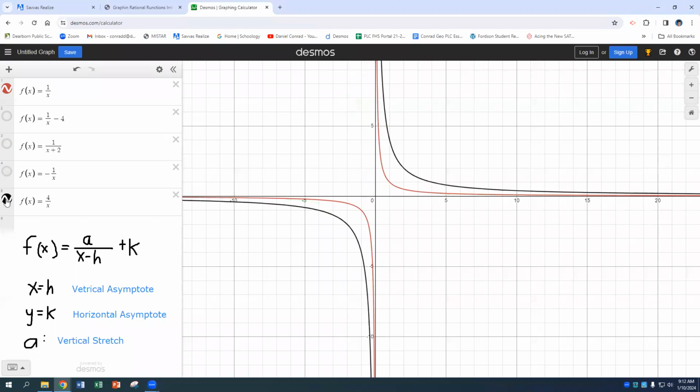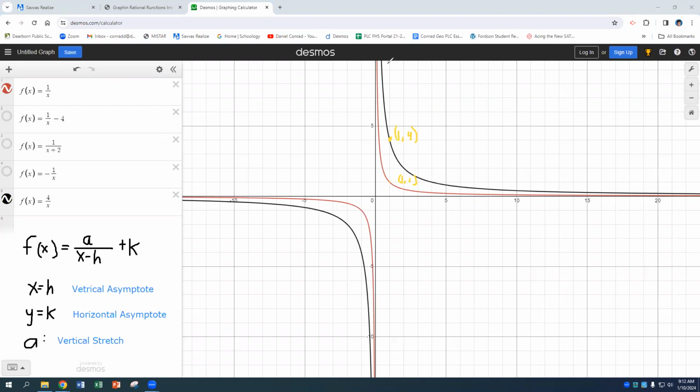If we put a 4 on top instead of 1 over x, we notice we have a stretch. The graph is getting expanded out. Notice how instead of the point 1, 1, we have the point 1, 4. It's getting 4 times as far away from the x-axis, 4 times as far away.